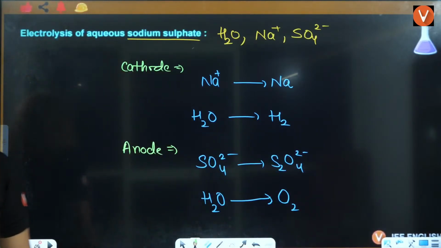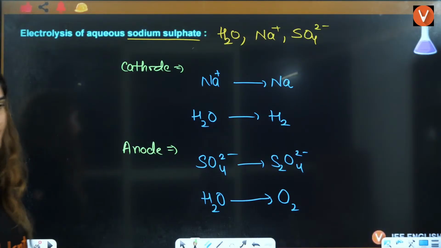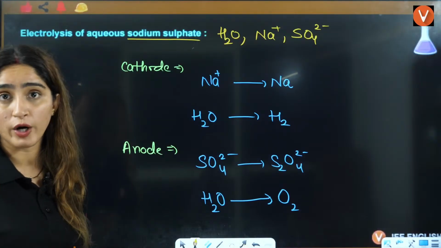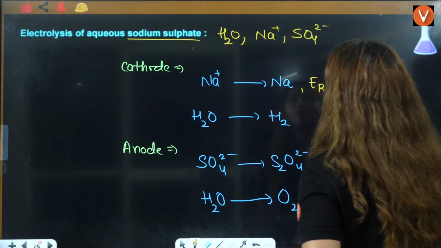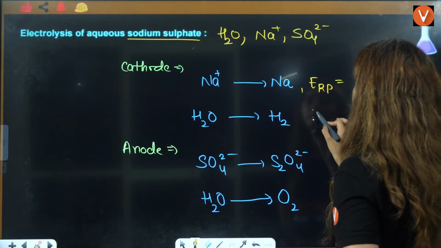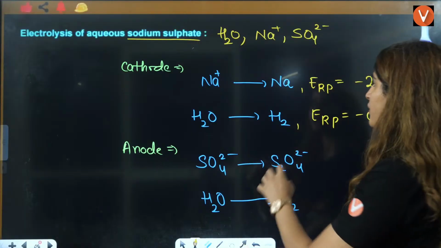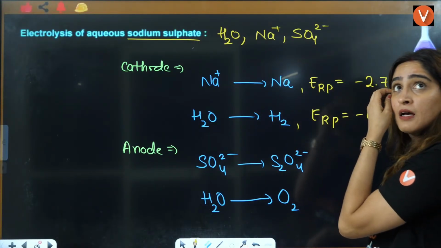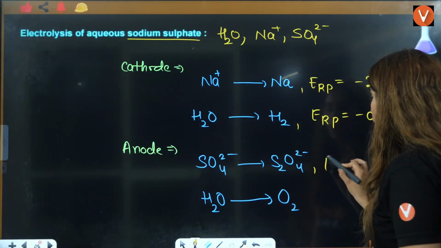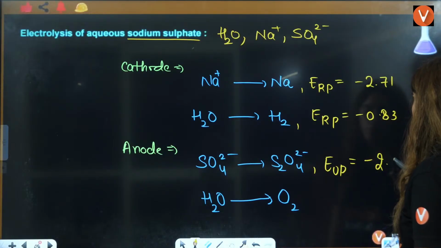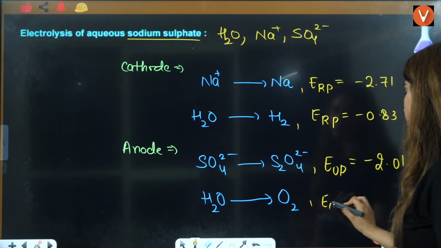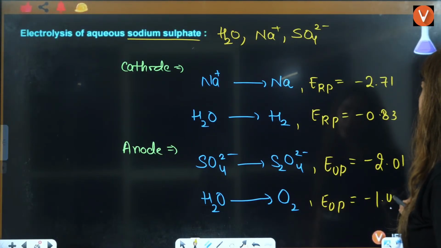Now tell me what will be the oxidation and reduction potentials here. Everyone in the chat box? For that, what you need is the reduction potential here. The reduction potential here is minus 2.71. This is minus 0.83. These are repeated; we also did this in NaCl, and CuSO4 we did here. The oxidation potential is minus 2.01, and here the oxidation potential is minus 1.43.